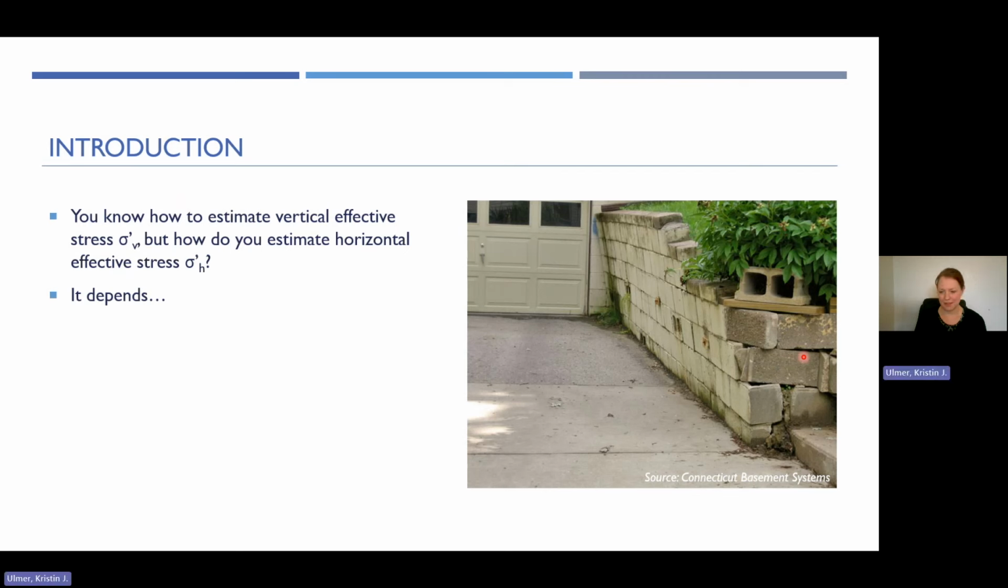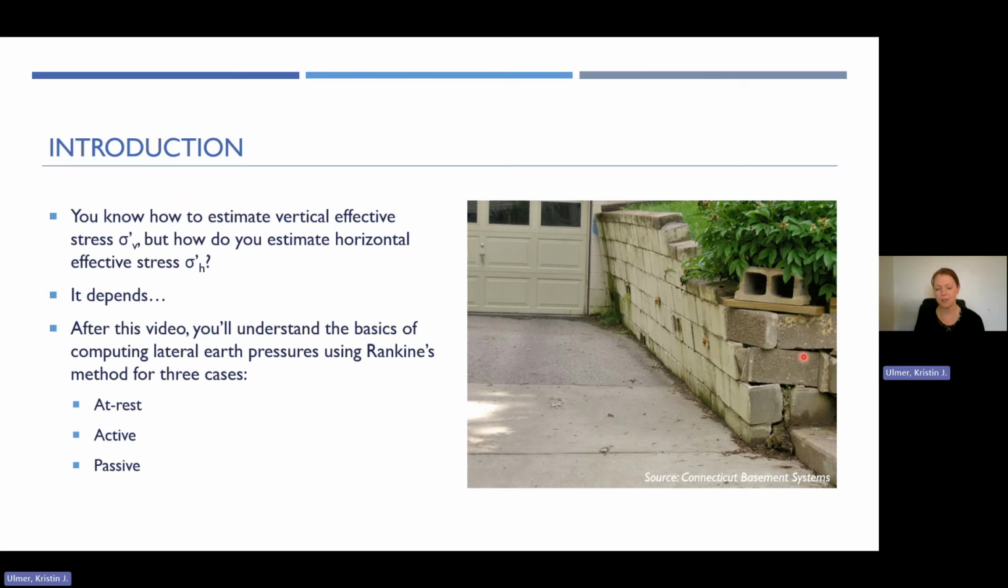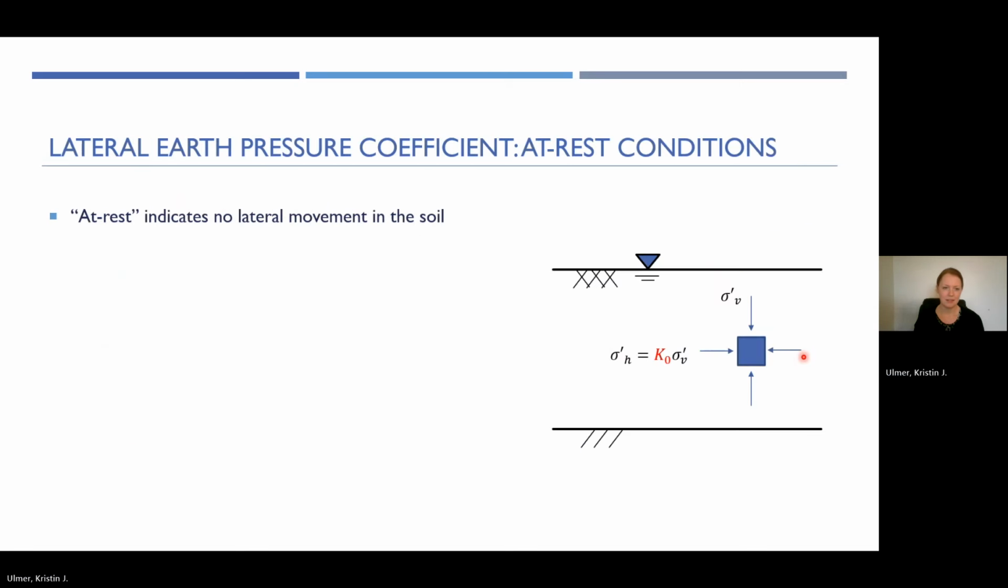Well, it depends. Trying to estimate these horizontal stresses depends on a lot of things. And after this video, you'll understand the basics of computing lateral earth pressures using Rankine's method for 3 different cases: at rest, active, and passive. And I'll explain all of these concepts in just a few moments. Let's start with at rest conditions.